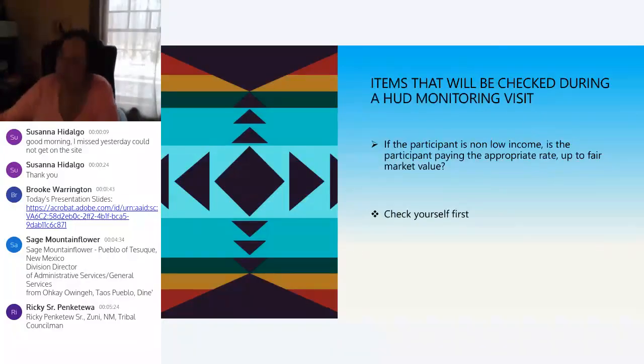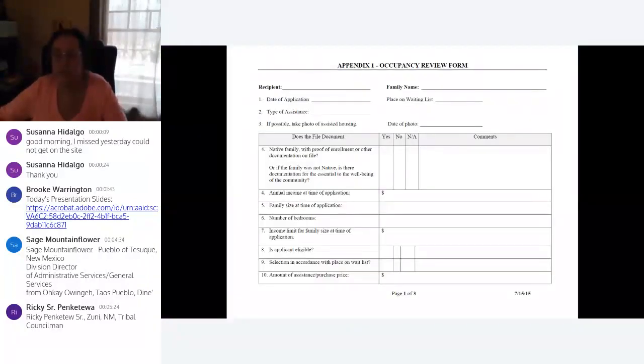Make sure that you keep a binder with those occupancy documents in them. They also have all the updated, as of December or January of last year, eligible deductions, veterans deductions and things like that. So what's HUD going to check? They're going to check to see if that participant is non-low income, if they're paying that appropriate rate up to fair market value. Make sure you check yourself first.